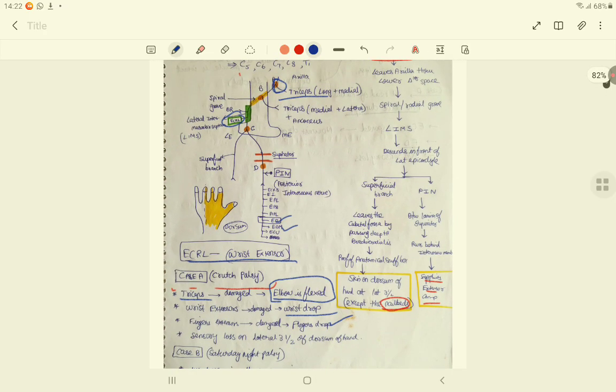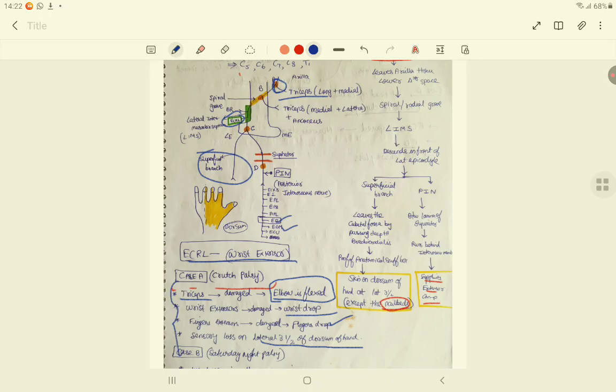And you already know that the superficial branch of the radial nerve will also get affected. So obviously there will be sensory loss in the lateral 3.5 of the dorsum of the hand. I told you the superficial branch of the radial nerve supplies the dorsum of the hand, the lateral 3.5 digits except the nail beds. So when that is affected, there will be sensory loss. So that occurs in case A.